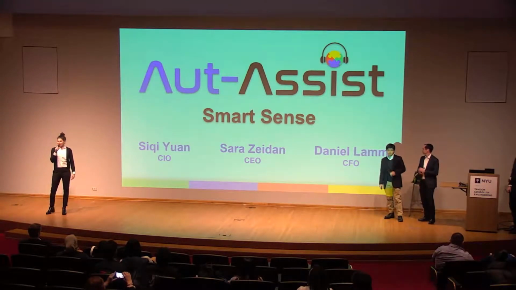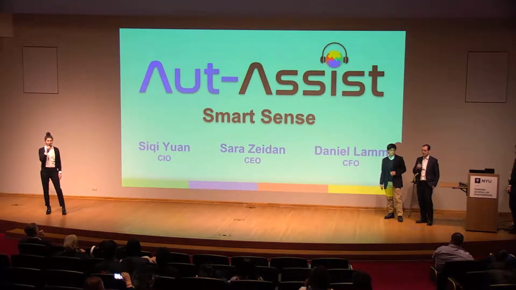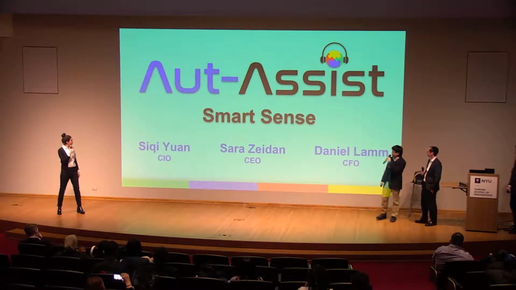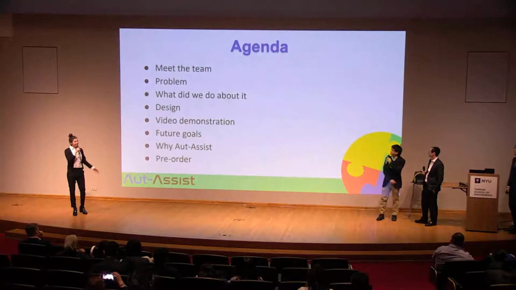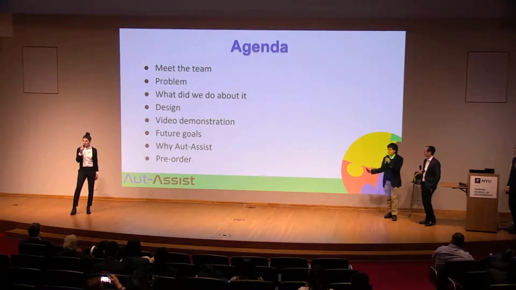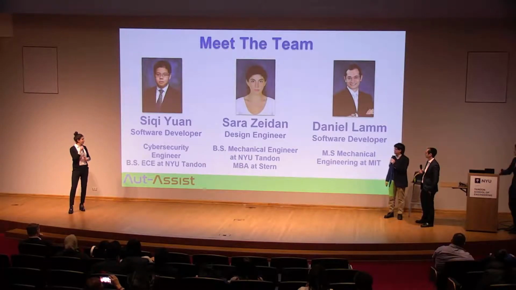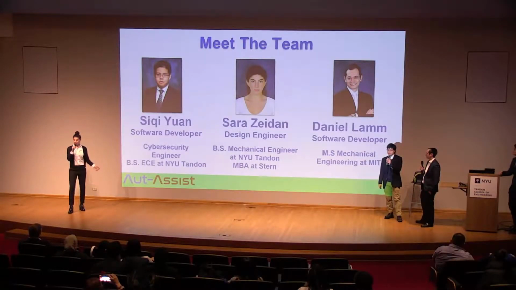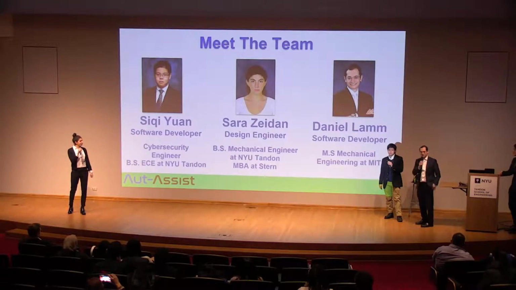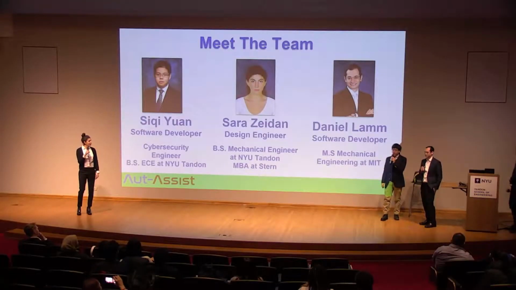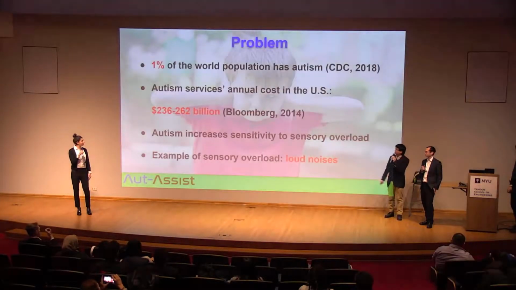Hello, my name is Sarah Zaidan and I'm the CEO of Autosist. Hello, I'm Daniel Lam, I'm CFO of Autosist. Hi, I'm Suchi, I'm the CIO of Autosist. This is our overall agenda for today's presentation. This is who we are. Again, I'm Sarah and I have a background in mechanical engineering and business. I'm Daniel Lam and I have a master's from MIT in mechanical engineering. Hi, I'm Suchi, I graduated from Tandon with an MS in cybersecurity.